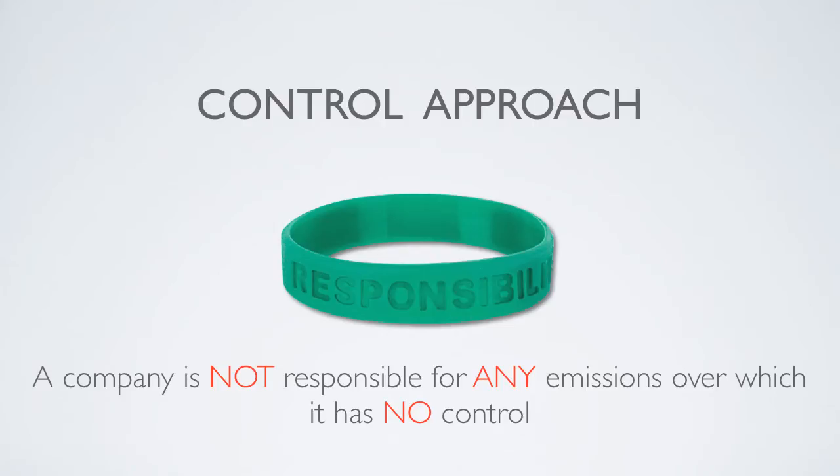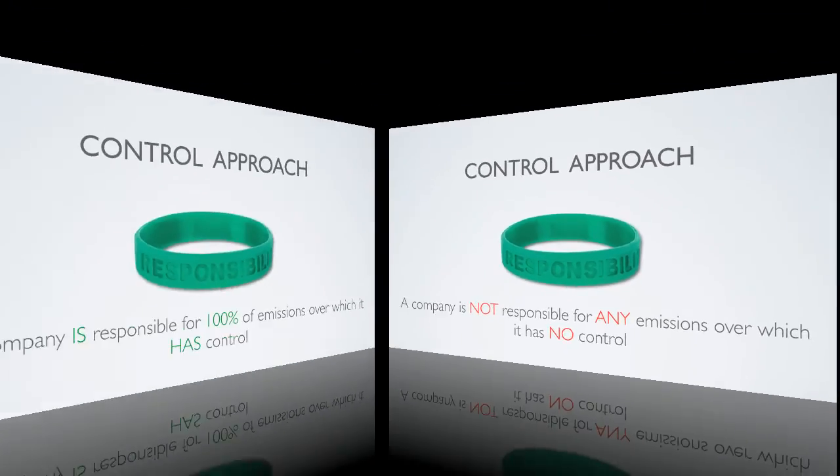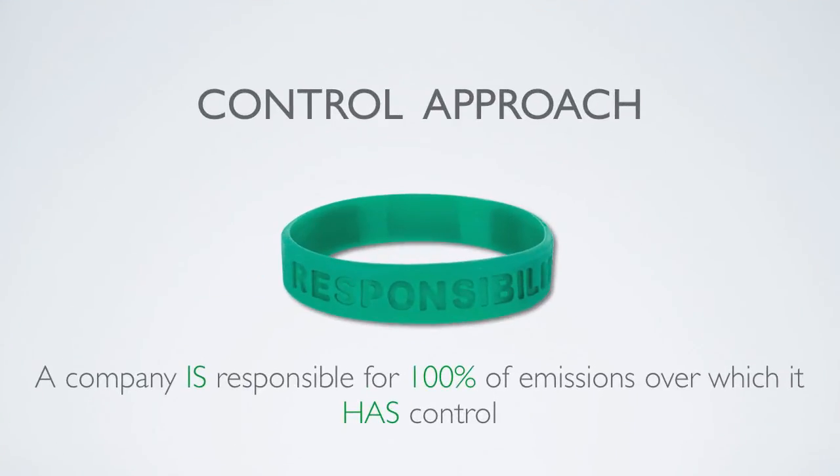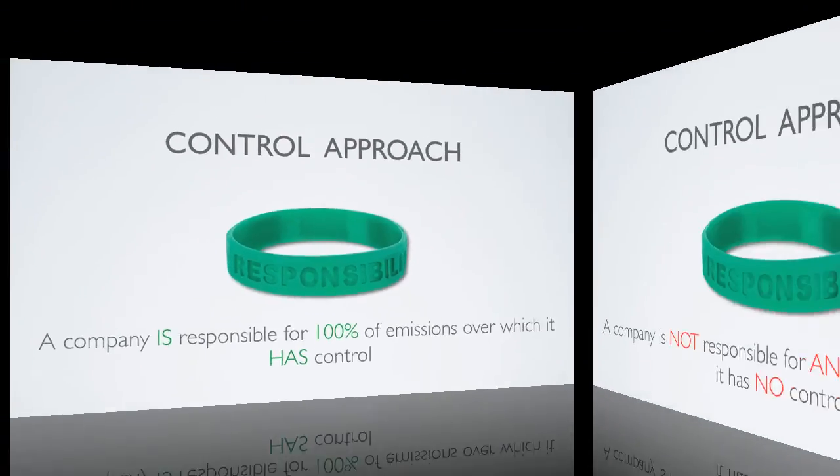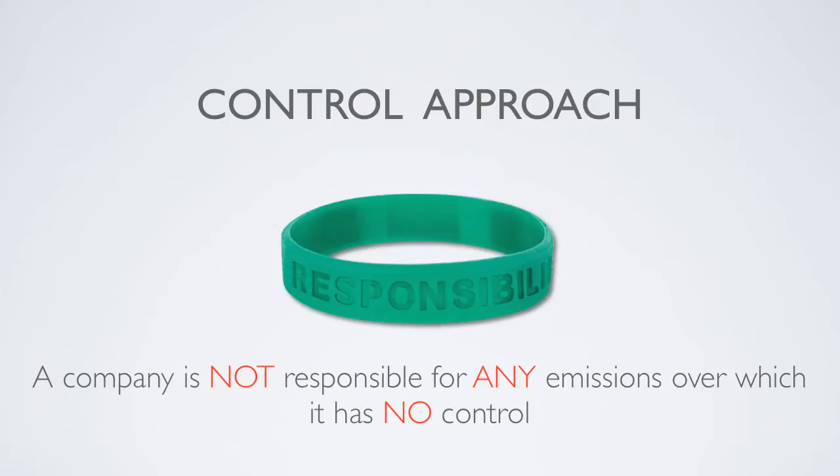Unlike the equity share approach, where a company can report a percentage of the emissions resulting from its joint operations, the control approach is an all-or-nothing game. Either they have control or they don't. If they have control, they account for all of its emissions. If they don't have control, they do not account for any of the emissions.